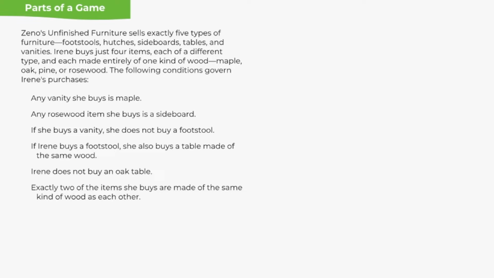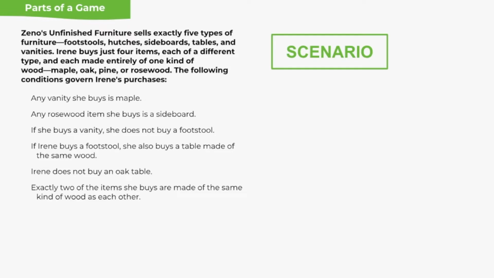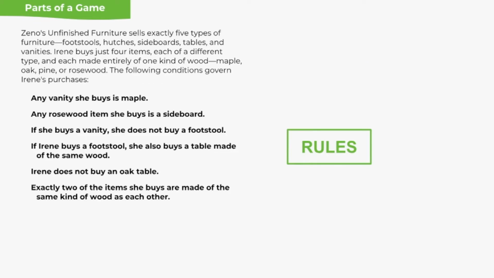Here's a game. And in this game, we can see that there are a couple different parts. So there's the initial paragraph, which is called the scenario. This is the part of the game that sets up the game type. And then there are the rules that constrict the game, and you have to follow those rules as the game is being played.